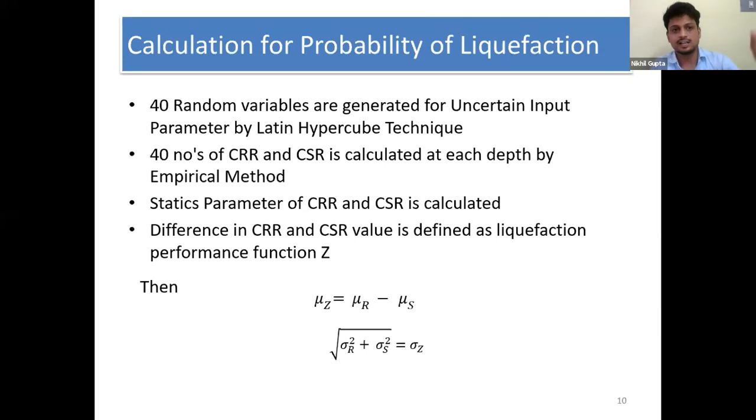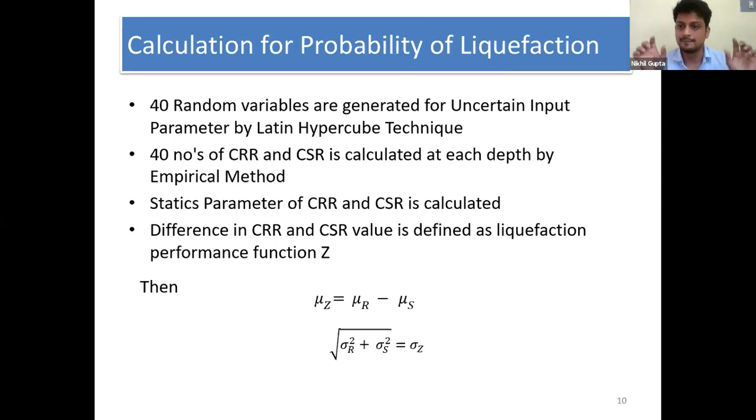Now, calculation of probability of liquefaction. We have mean and standard deviation for the 5 uncertain input parameters at every 1 meter depth. Then we can generate 40 random variables for each uncertain parameter by the Latin hypercube technique. Then from these 40 random variables, we can calculate 40 values of CSR and CRR at each depth. From these, we can calculate probabilistic parameters like mean and standard deviation of CRR and CSR.